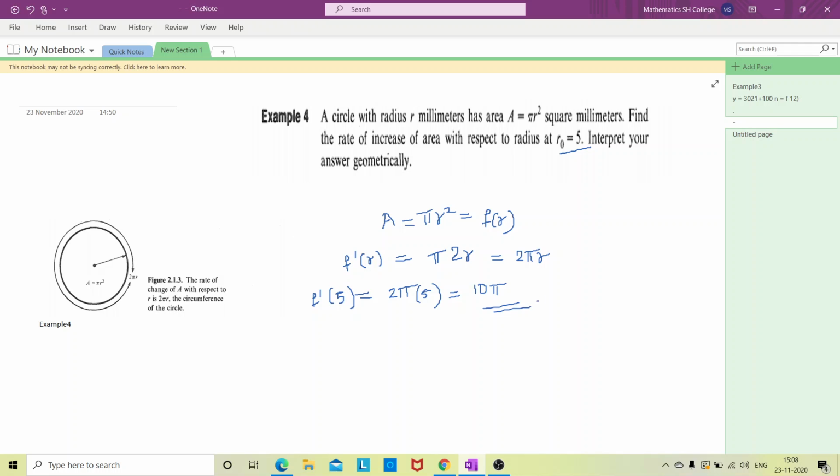And what is the interpretation of this? Interpret this geometrically. So what does f dash of r, 2 pi r, represent? We know that 2 pi r is nothing but the circumference of the circle. So it means that the rate of change in area is nothing but the circumference of the circle. So this is the geometrical interpretation. When the radius is changing, there is a change in area, and that rate of change is interpreted as the circumference of that circle. Okay, so we will stop here.